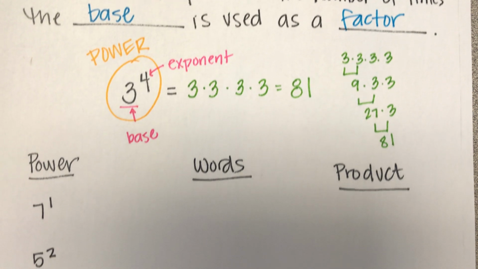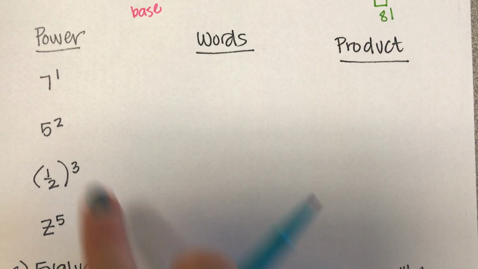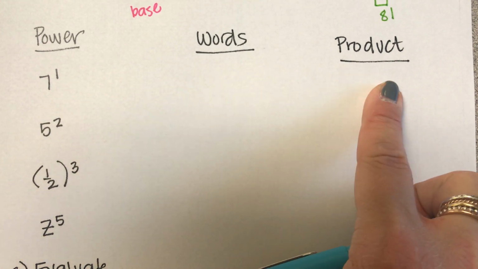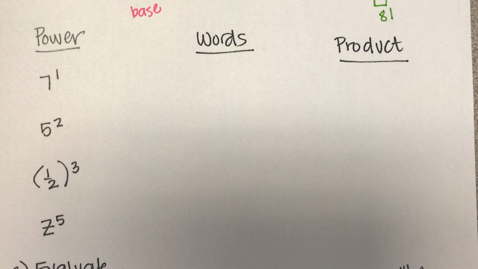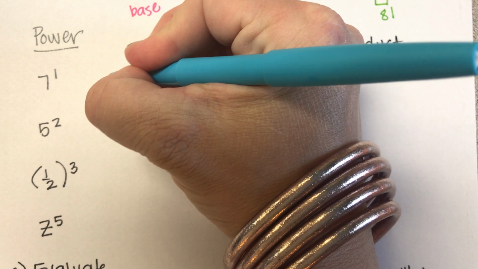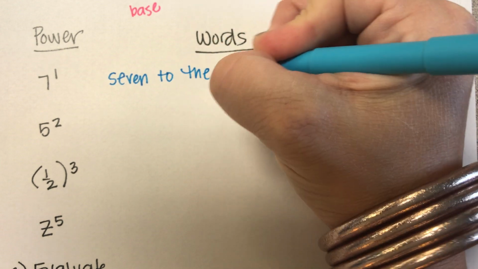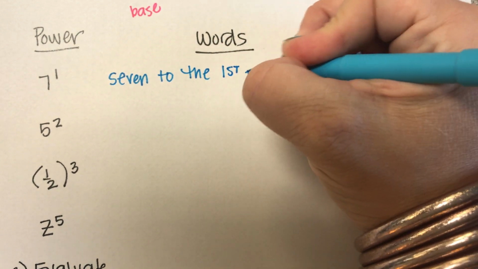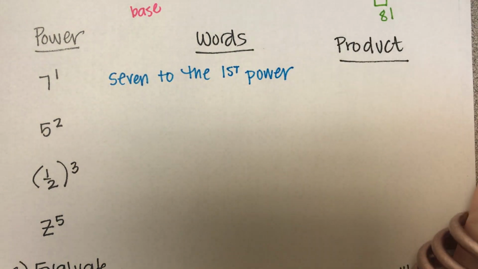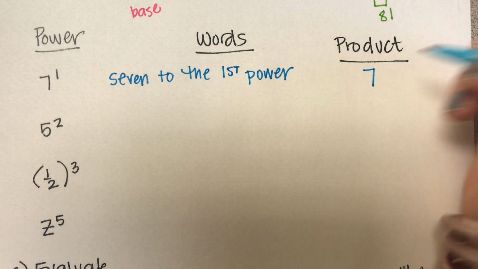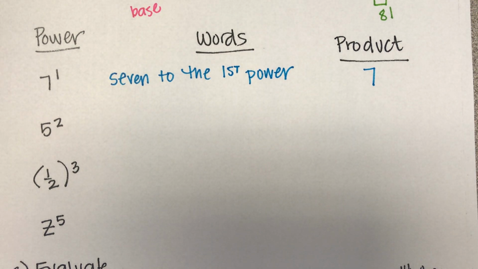Okay, this next where it's like a little table. And so we're given the power, then we're gonna write it in words and then write what the product would be. Okay, so this in words would be 7 to the first power, right? And what does that mean? It's just 7.